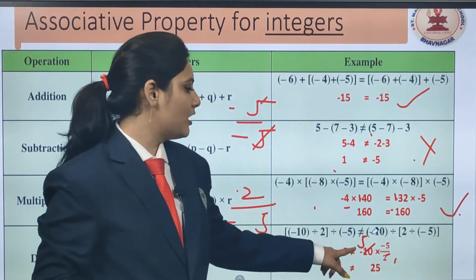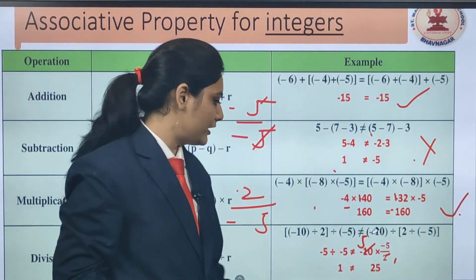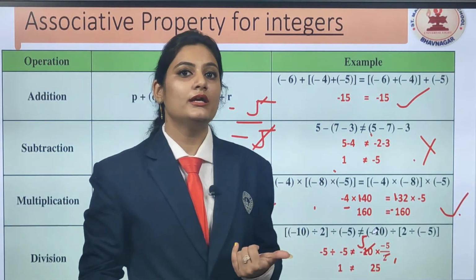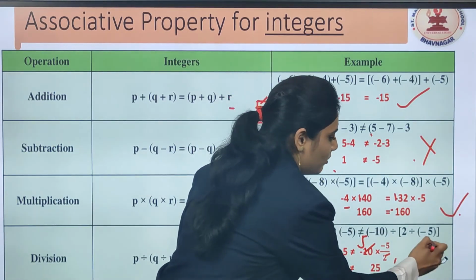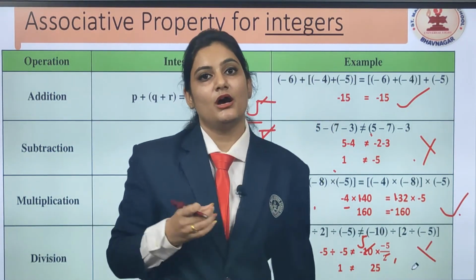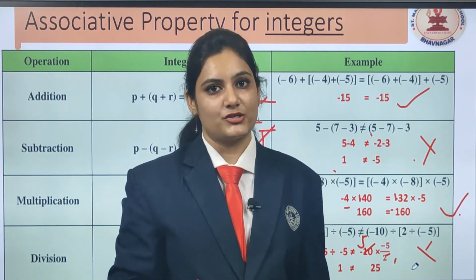Then 2 ones are, and 2 fives are. So the answer is minus 5 into minus 5, answer is plus 25. 1 and 25 are not equal, so it will not be considered equal. So division is not closed under this property. Now in the next video, you will understand the associative property for rational numbers.